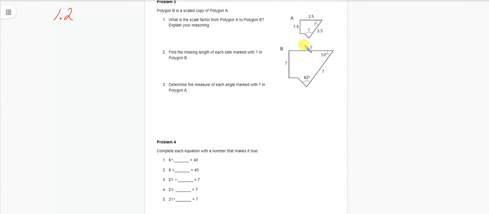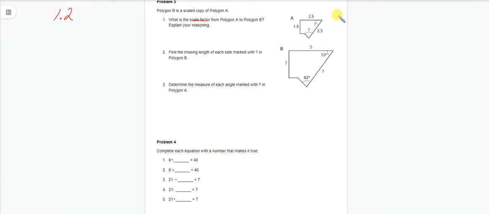Polygon B is a scaled copy. That means that these are copies of each other. This one's just been scaled up to be larger looking. You'll notice all the sides and the angles look like the same shape. It's just larger. So the first question is, what is the scale factor?